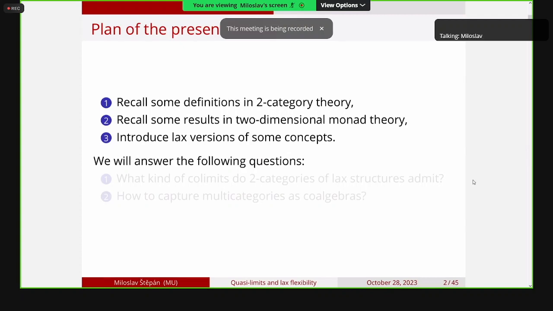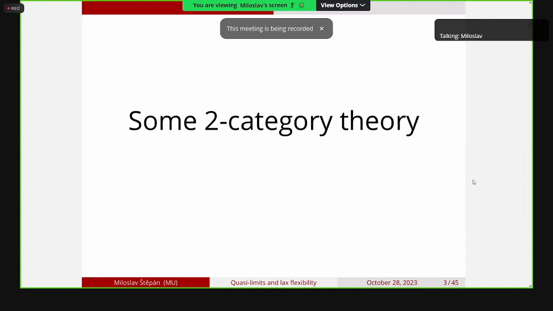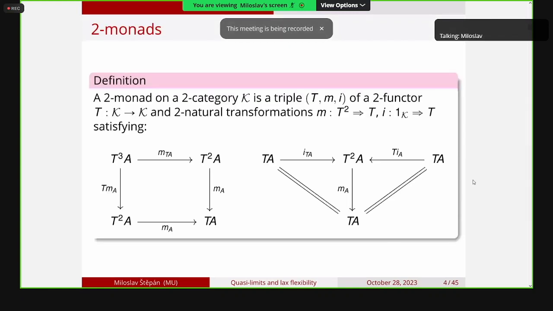And in this talk, I will basically answer two kinds of questions. One of them is what kind of colimits do two-categories of lax structures admit? And the other question is how to describe multicategories as coalgebras. Okay, so some two-category theory.